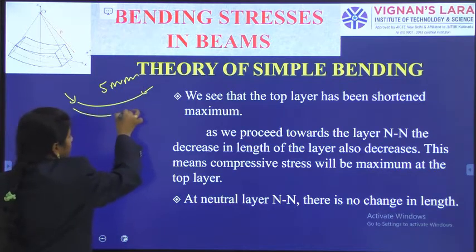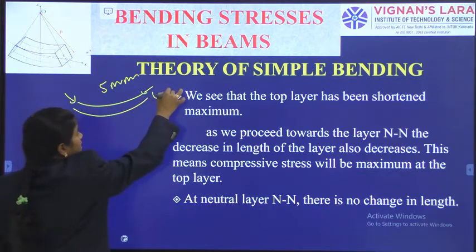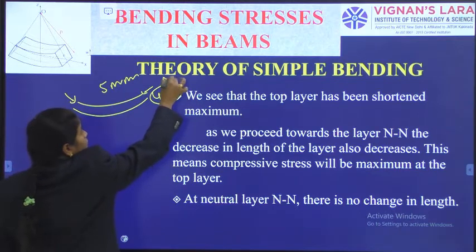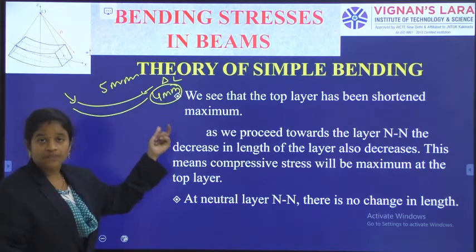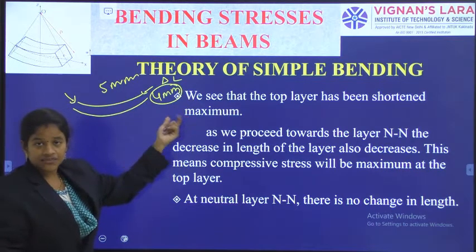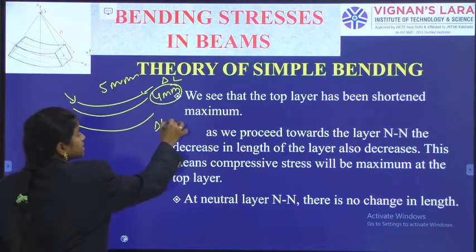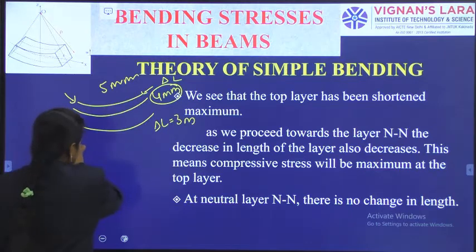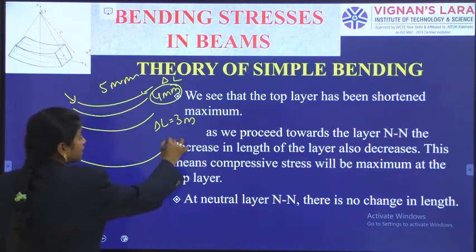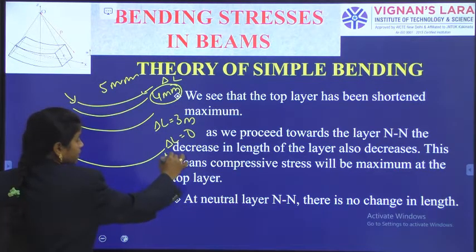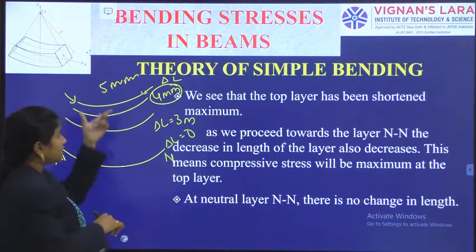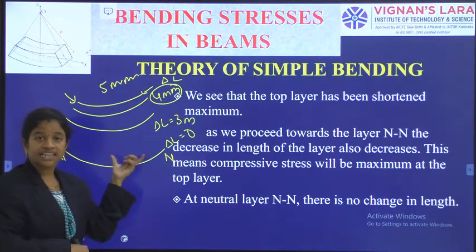And I am observing the next one. It has a reduction in the length. Delta L we will write as change in the length. The reduction or change in the length is 4 mm only. And maybe next time the change in the length is 3 mm. In this way, when I am reaching delta L equal to 0 in case of the neutral layer, each layer is showing some change in the length.